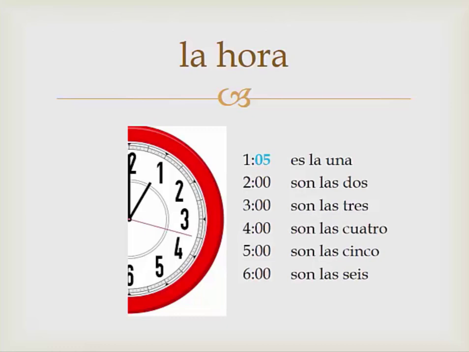For example, it's 1:05. Es la una y cinco. It is the 1 and 5. Literally is what that means. Es la una y cinco. Notice the colon is pronounced y. For example, es la una y cinco. If we want to say it's 2:10, we would say son las dos y diez. It's 2 and 10.